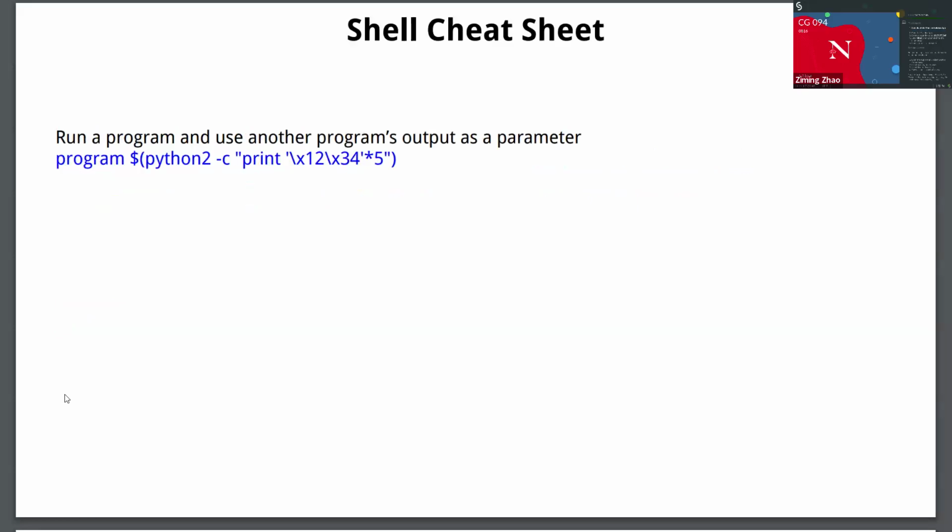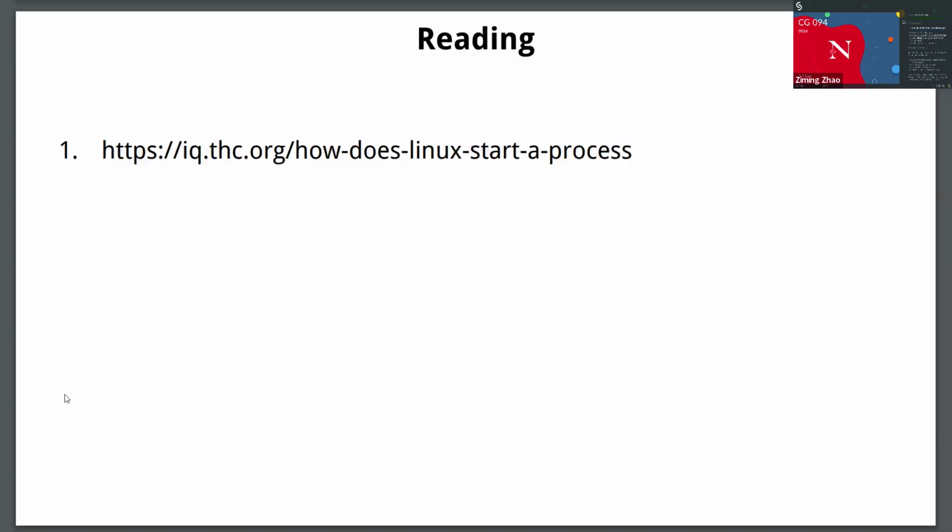When you want to run a program in the shell and also use another program's output as a parameter, you do something like this. You type the program name, a space, and for the second parameter you use a dollar sign and parentheses. In that, you will have the command. In this case, I will mainly use Python 2. I know many of you are probably using Python 3, but when we are dealing with raw bytes, Python 2 is much more convenient. In this case, we just print out the hex value 12 34, 5 times.